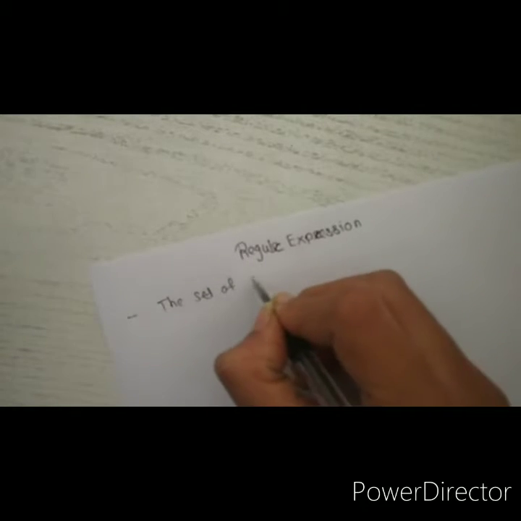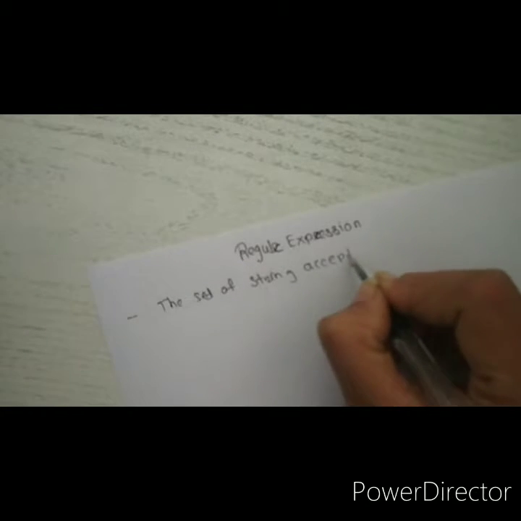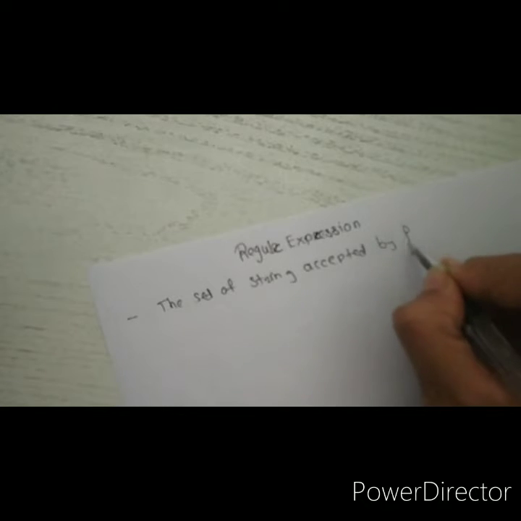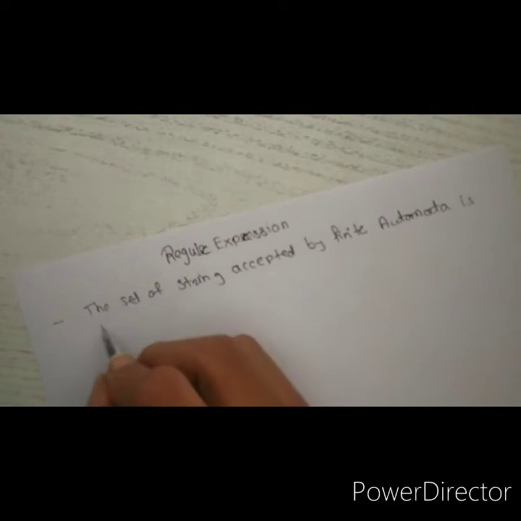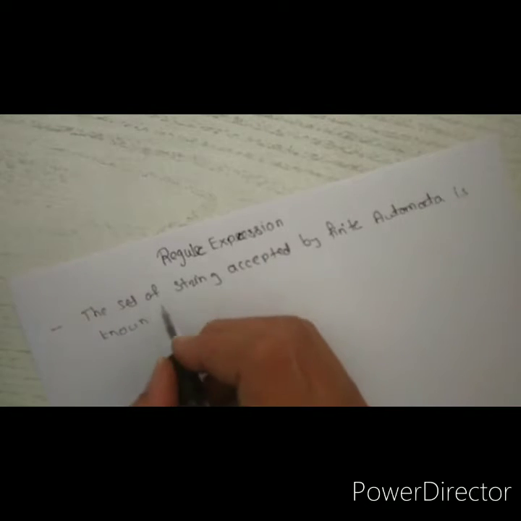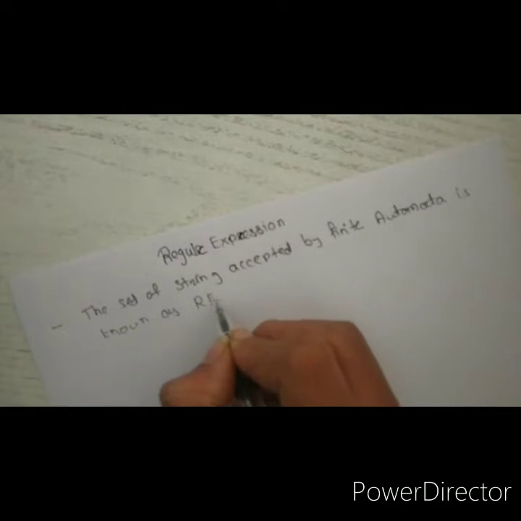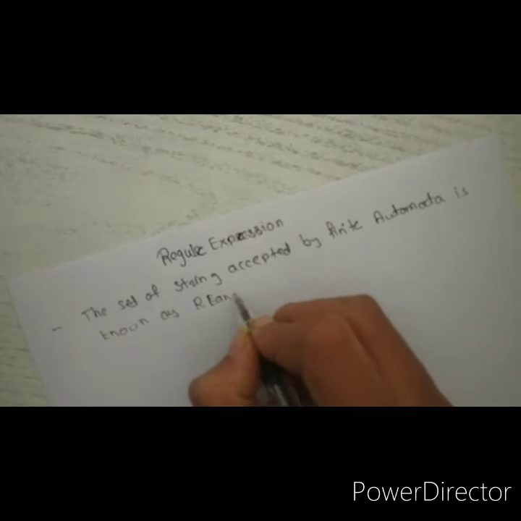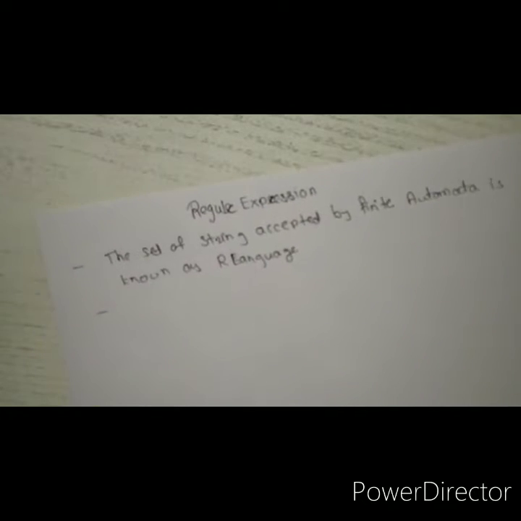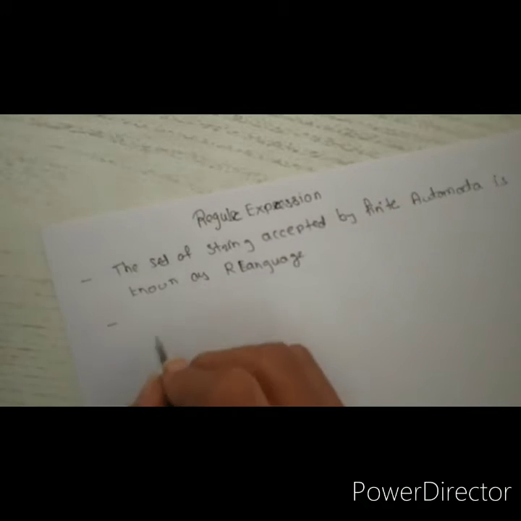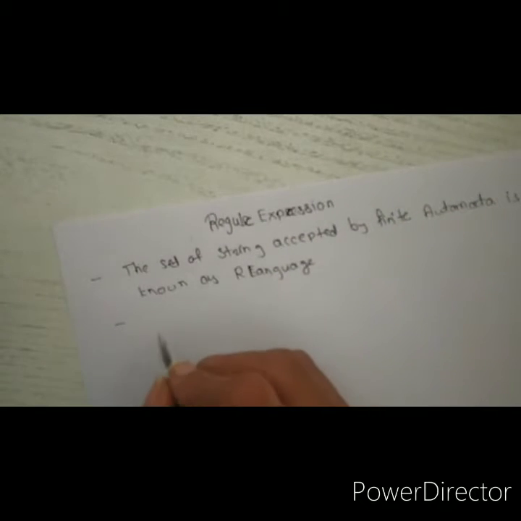The set of strings accepted by finite automata is known as a regular language. Okay, but how do we define the compact form using some set of operators?